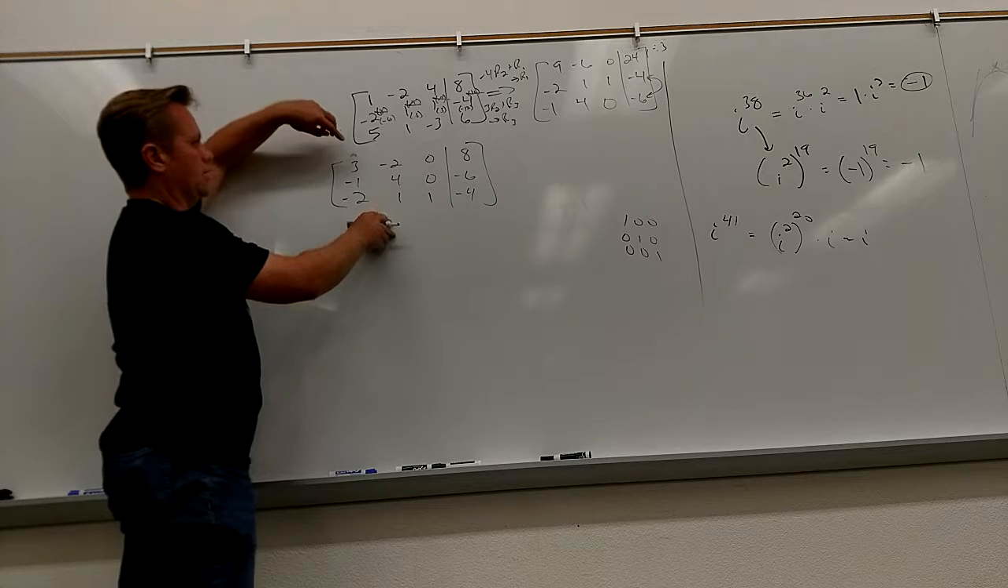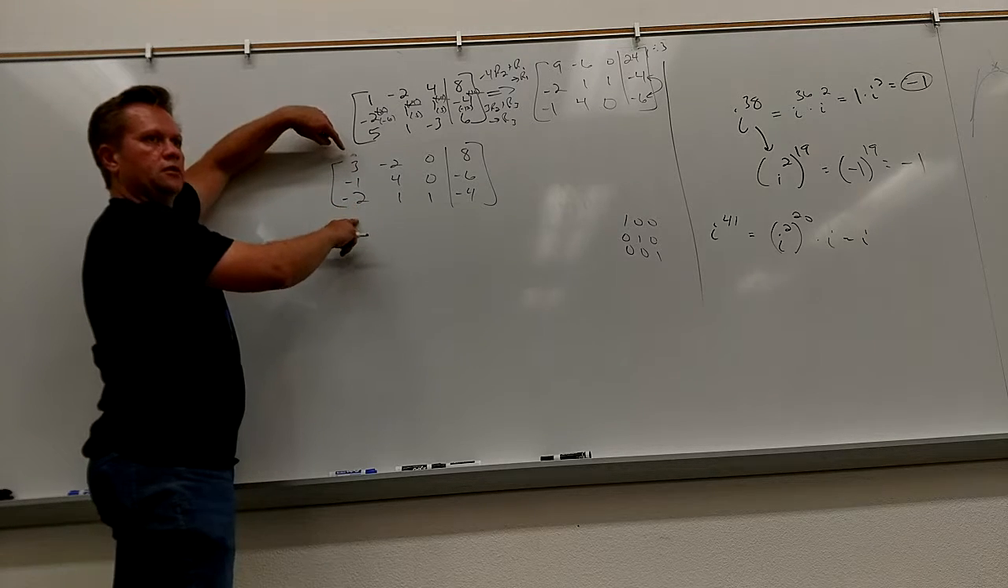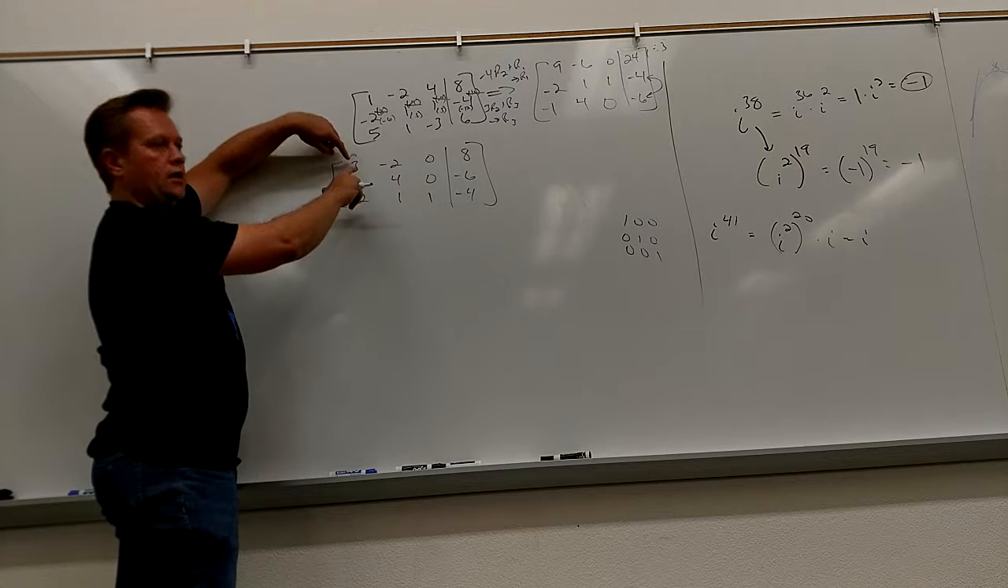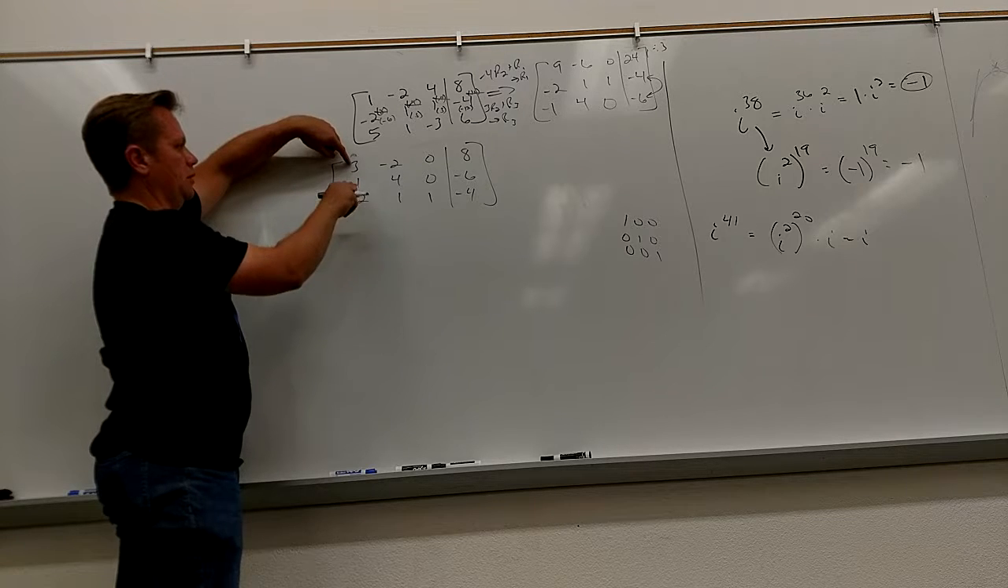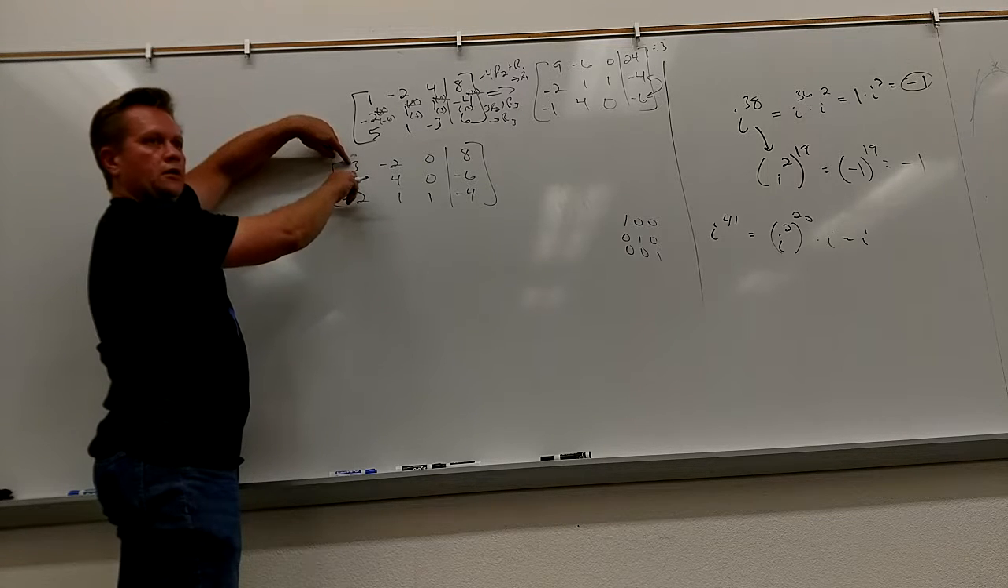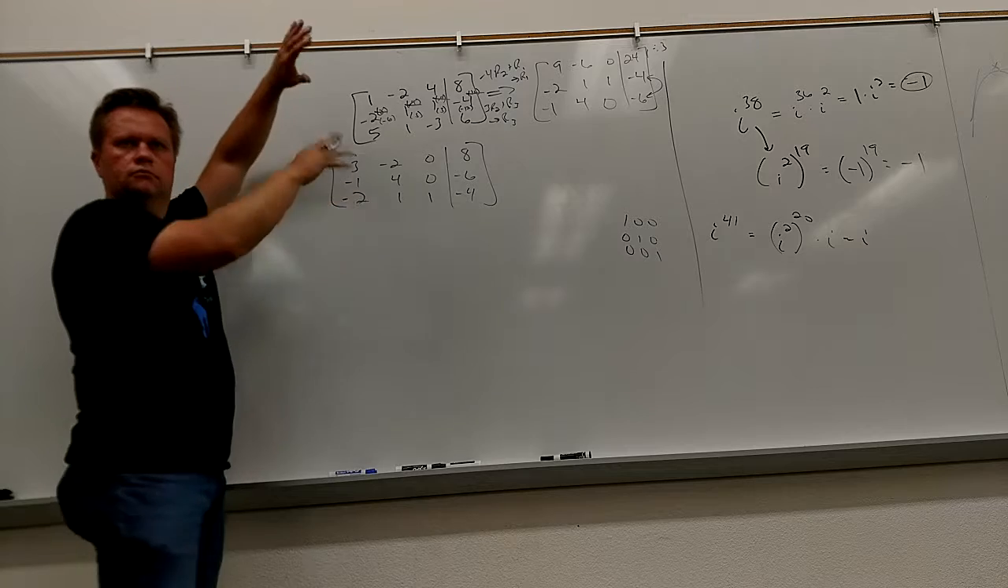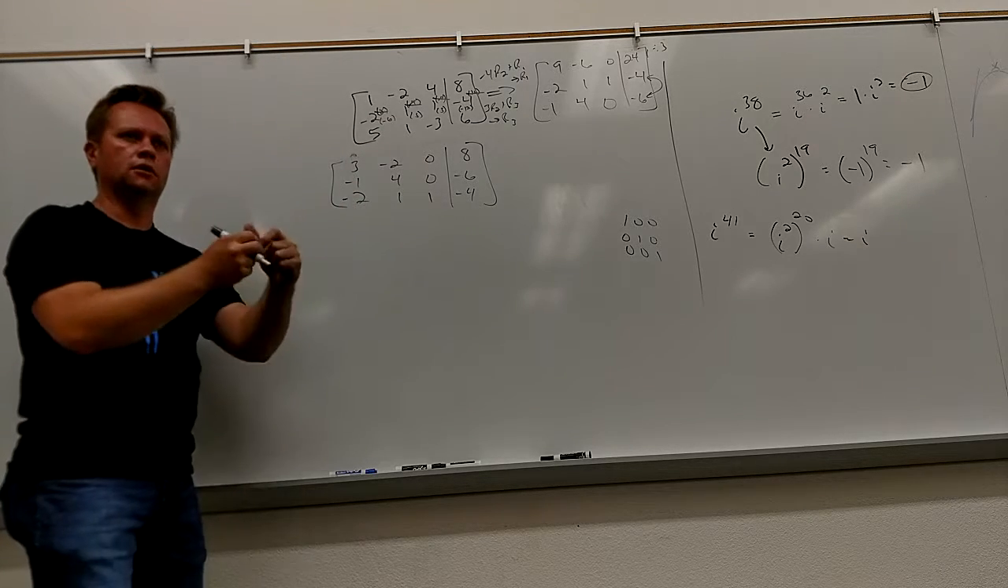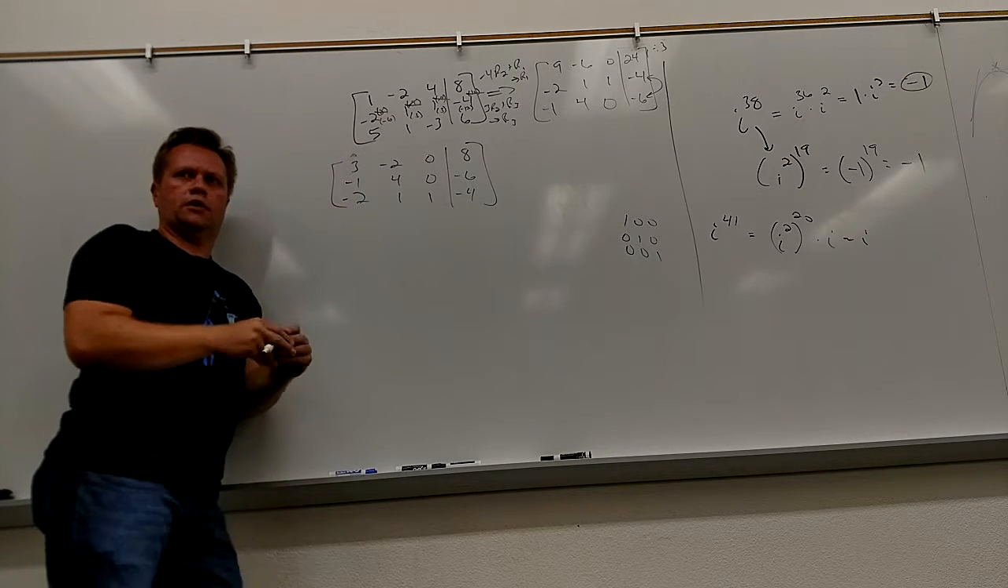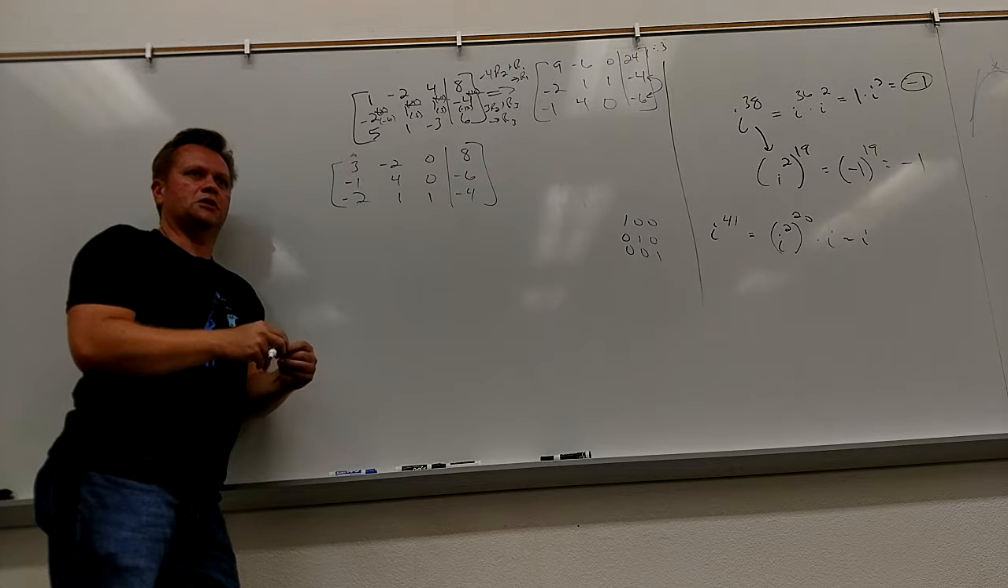So what I can do instead, I can look at this first column if I want to. I can make a 0 here, I can make a 0 here. I can make a 1 here if I add row 1 and row 3. There's a lot of different things I can do. Let me just stop right there. Let me let you guys catch up with my craziness.